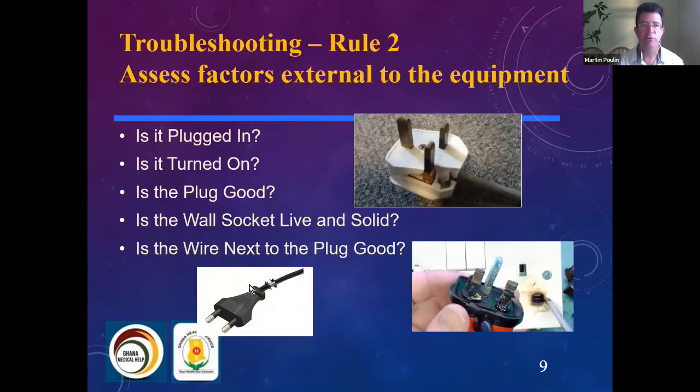So rule number 2, start with assessing the external factors to the equipment. So is it plugged in?